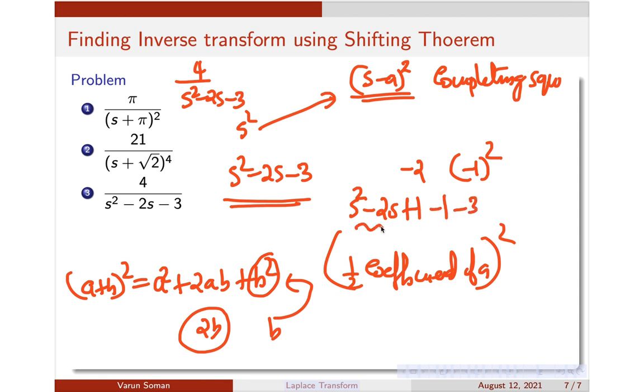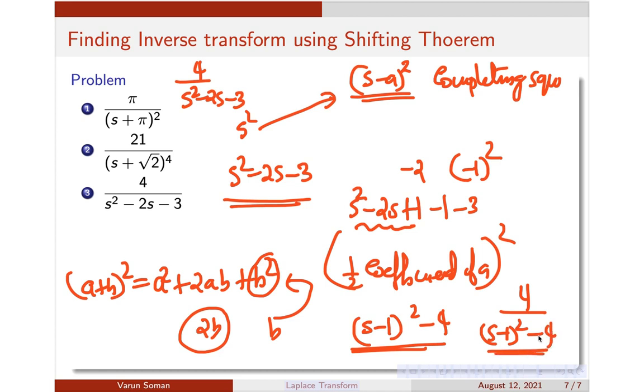So what is the use of doing it like that? Because you will get this quantity as simply s minus 1 the whole square minus 4. So now it is of the form of some function of s minus a. Okay, I hope it is clear. We will do one or two problems also, then you'll understand this method. So now the function is of the form 4 by (s minus 1 the whole square minus 4).